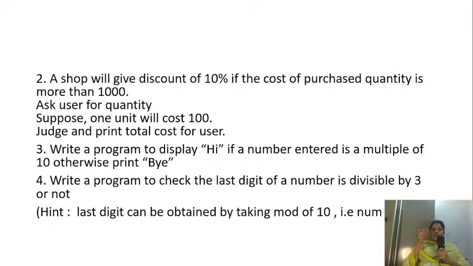Okay. Now, how to get the last digit of any number? To get the last digit of any number, just divide the number by 10 and check the remainder. Okay. Or maybe take a mod of 10, whatever hint that I have written there.